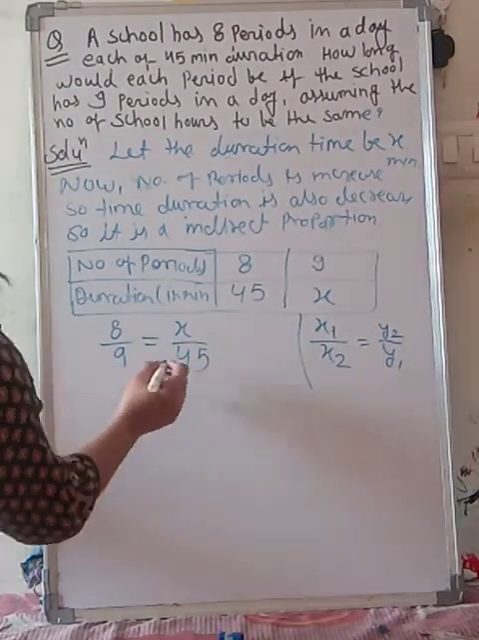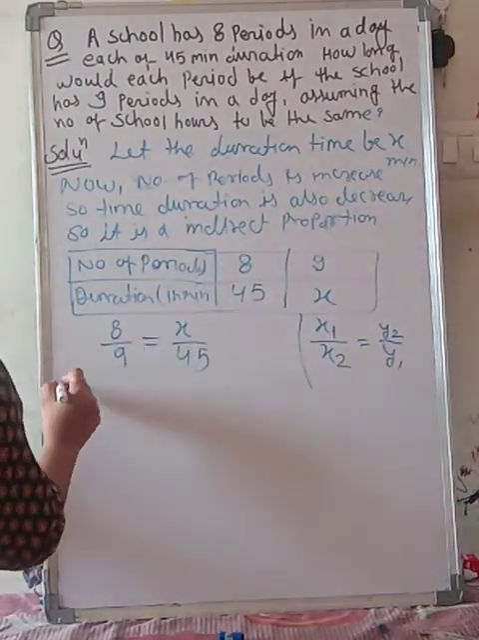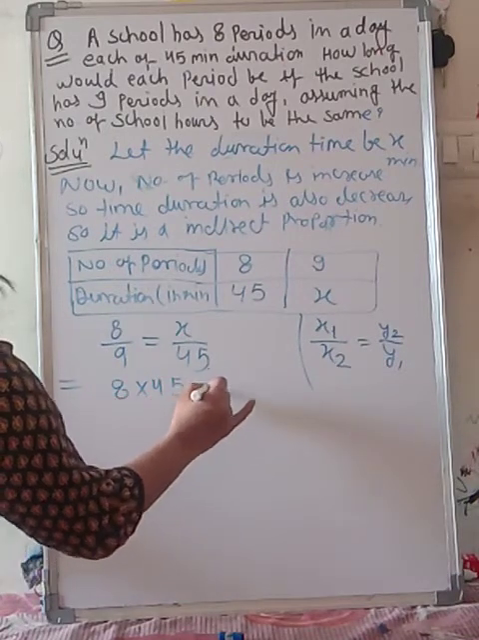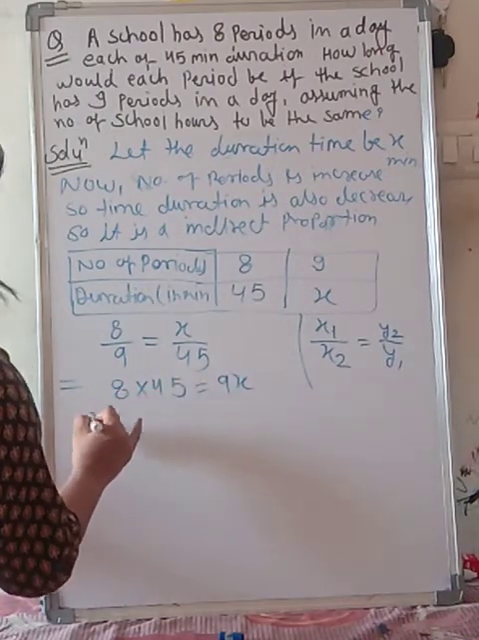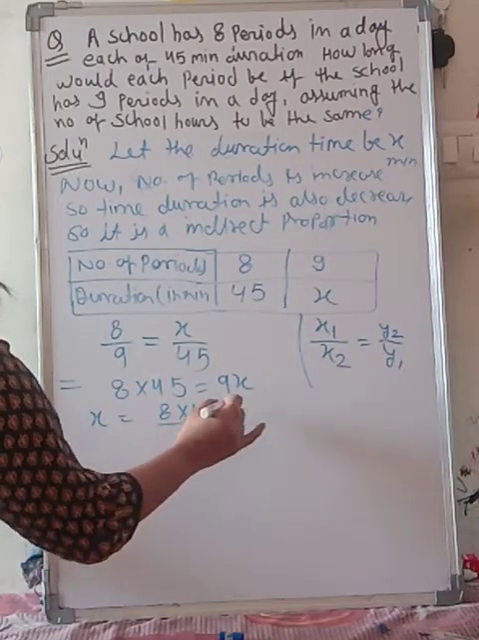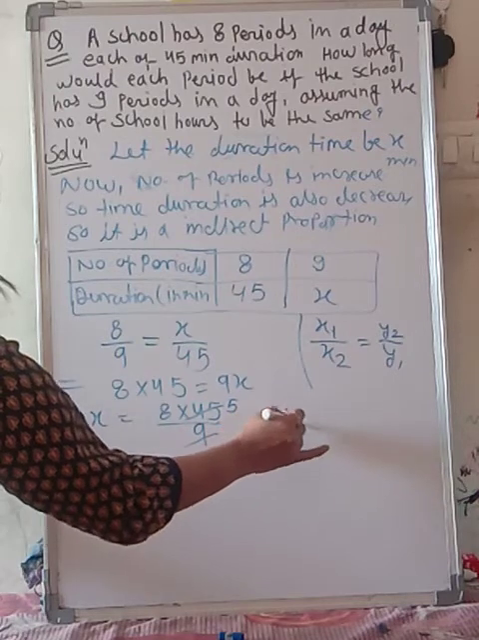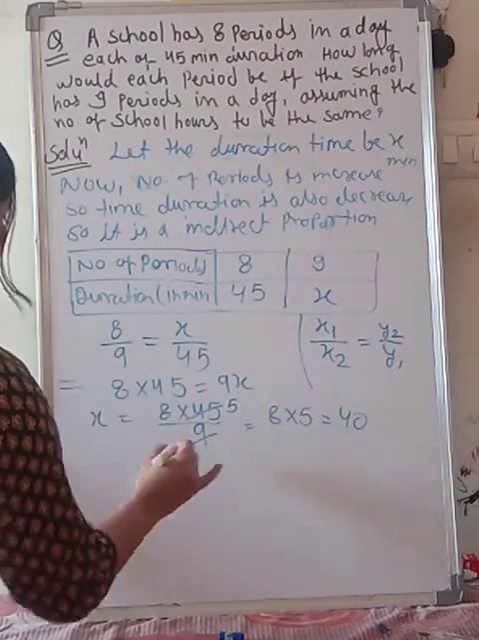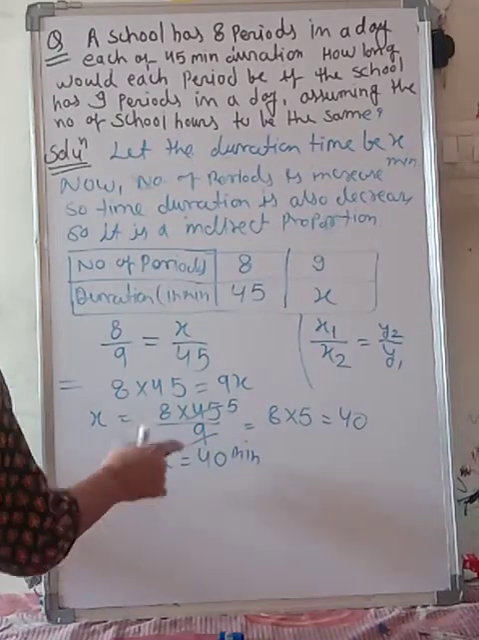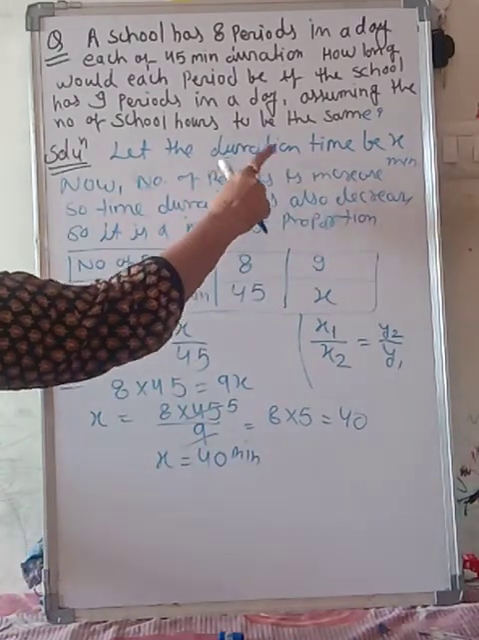Now solve by cross multiplying. 8 into 45 equal to 9x, so x equals 8 into 45 upon 9. 9 5s are 45, and 8 5s are 40. So x will become 40 minutes, where x is the duration time.